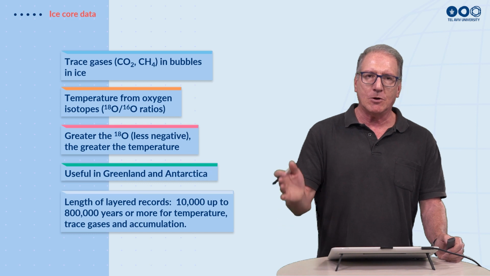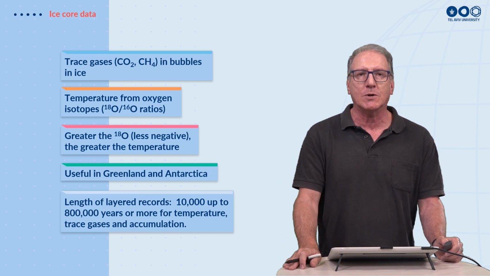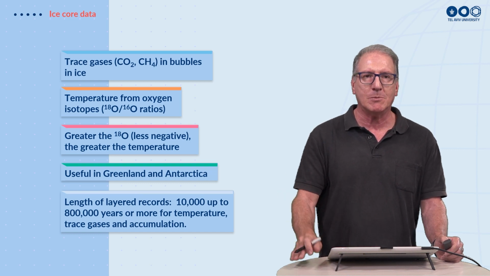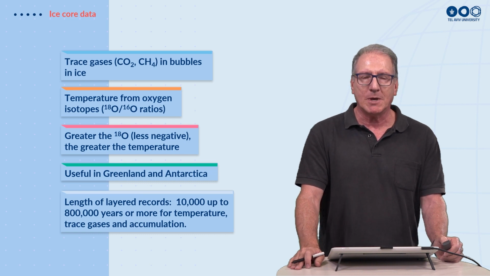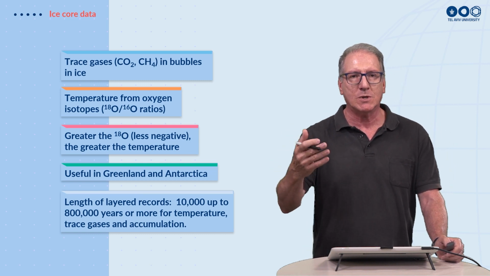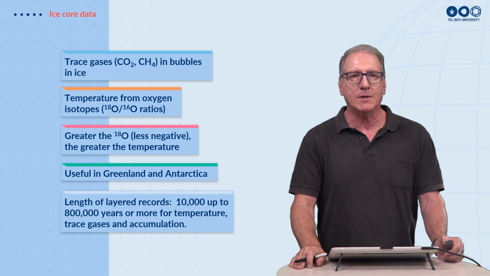And the length can go from 10,000 to 800,000 years. We've already shown that you can get information about greenhouse gases for 800,000 years back in time. We can also get information about temperature. So a lot of information we can get from the ice cores, even about volcanic eruptions, because we can look at the actual acidity of the water or the snow which is falling on the ice.